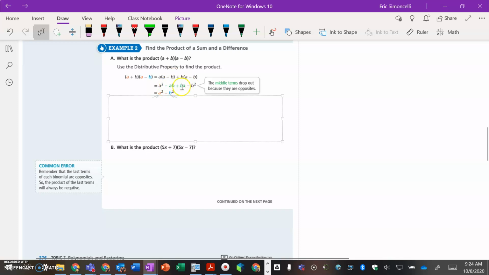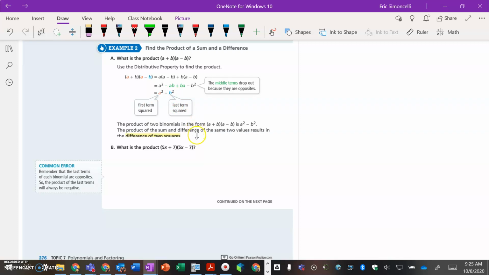Or if you think of it just adding to 0, those add, because they're like terms, to 0. So your pattern, look at this, yields a squared minus b squared. Probably one of the neatest patterns we're going to look at today, where the first term is squared and the last term is squared. So in the event that you take a plus b times a minus b, you'll always get a squared minus b squared.